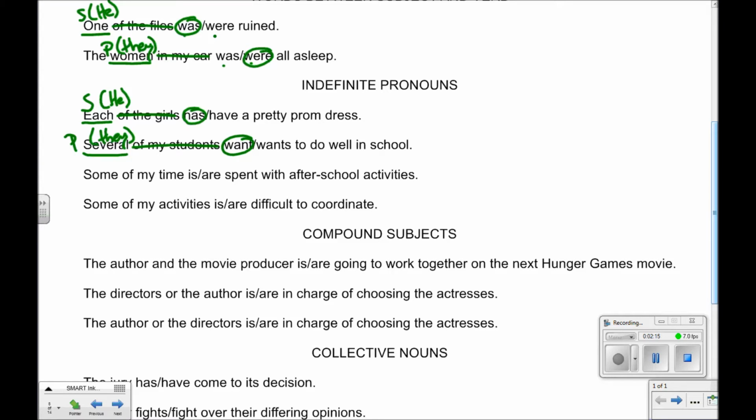Now I have 2 sentences where I have to look at the indefinite pronoun that can go either way. So some refers to time. Time is singular, which means some is singular. So I'm going to choose my singular verb is. In the 4th example, some is referring to the word activities, which is plural, which means in this case, some is plural. So I choose the plural verb are.